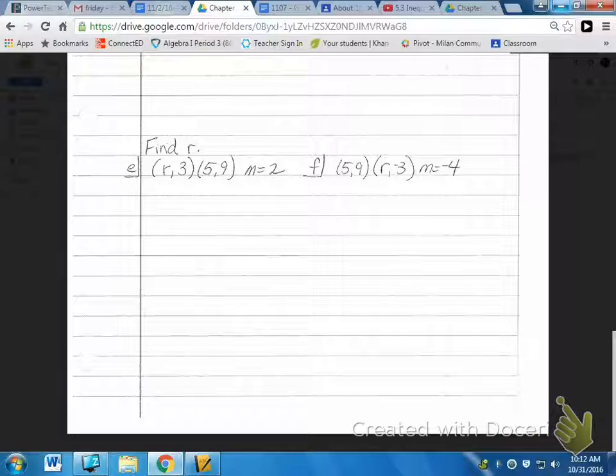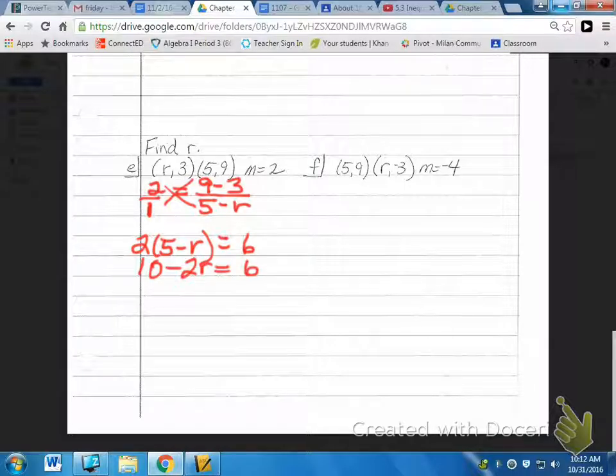M equals 2. So I'm going to say 2 equals 9 minus 3, y2 minus y1, over x2 minus x1, 5 minus r. Now, what can I do with that 2 so I have a proportion? Put it over 1. And now I'm ready to do cross cross. 2 times the quantity 5 minus r equals 6. Everybody see where I got 6? 9 minus 3 is 6, and 6 times 1, 6. So 10 minus 2r equals 6, and then you proceed to solve.